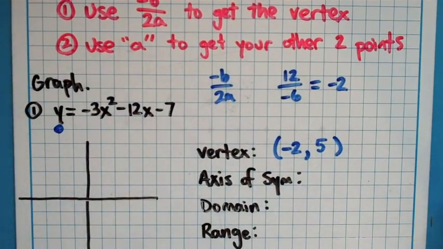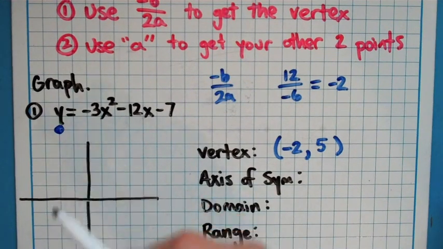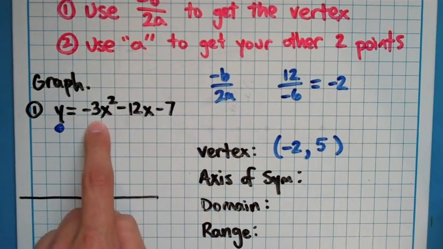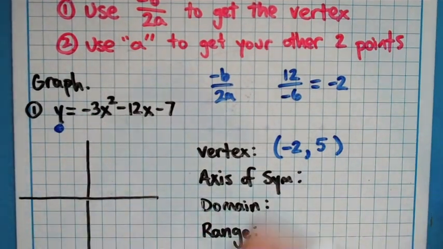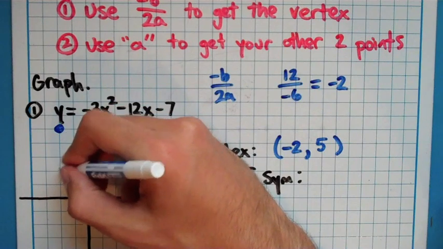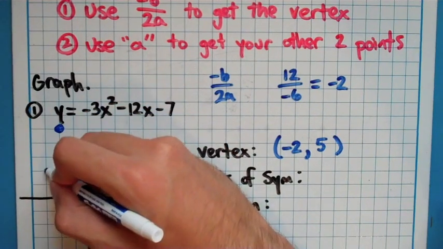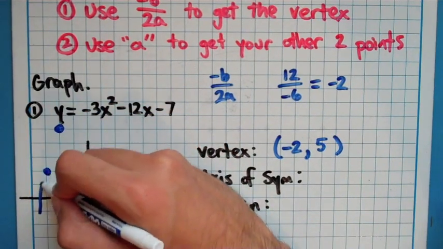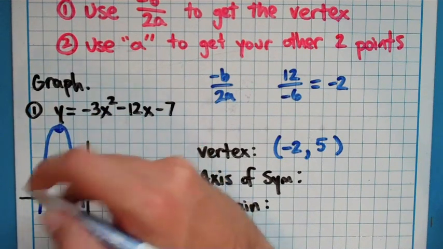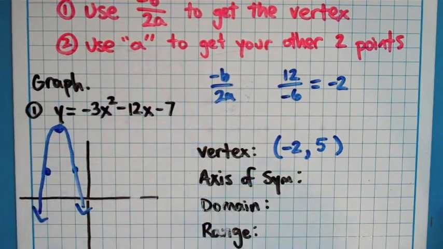Once I have my vertex in place, I can still follow A like I would do in vertex form. I'm not going to go into the explanation of why you're allowed to do that. You could make a table if you wanted to, but the easiest way to do it is just by using this little trick. So A is negative 3 here. I'm going to go down 3 over 1 in each direction, and I'm going to get my other 2 points. Once I have those dots in place, I'm going to draw my parabola here, and my graph is done.